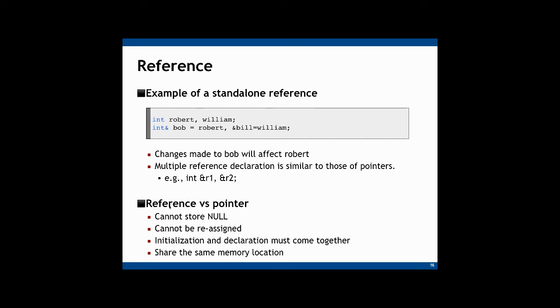If we compare references with pointers, a reference cannot have a null value, and it cannot be reassigned. So you can think of a reference as a const pointer, and you should initialize a reference variable when you are declaring it. So initialization and declaration must come together, and references share the same memory locations. Let's see this restriction with the example code.